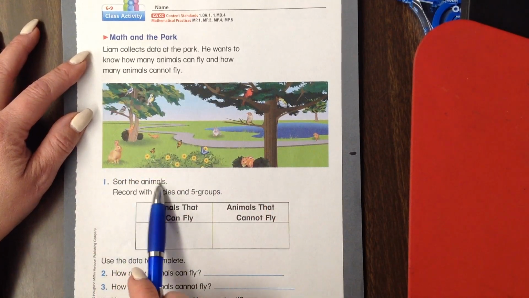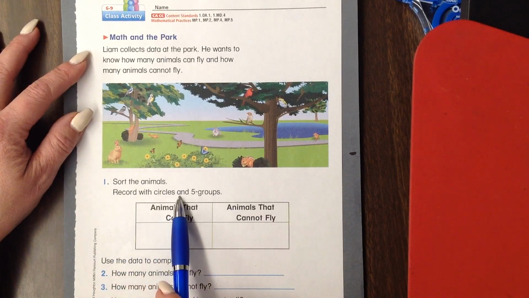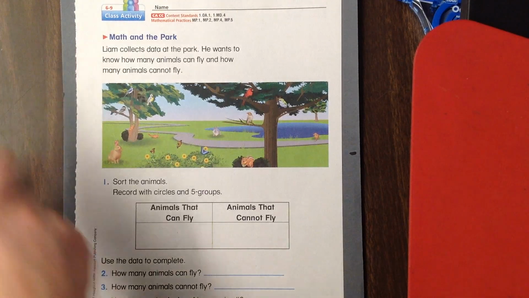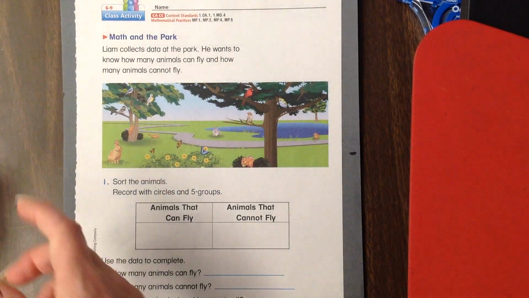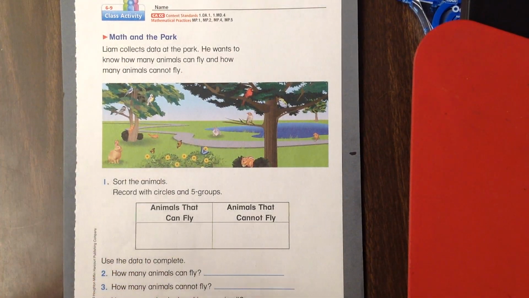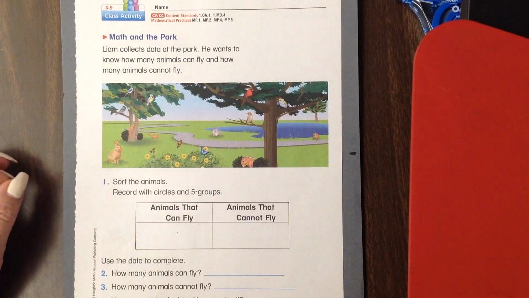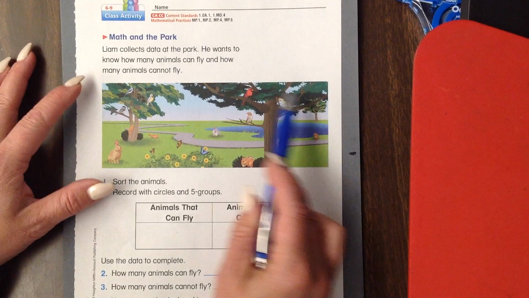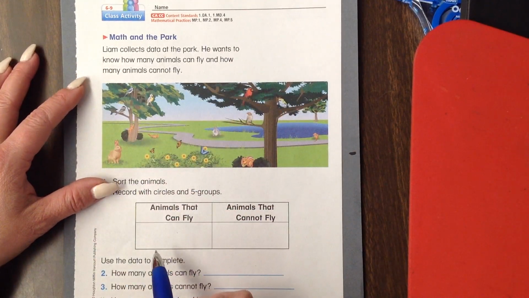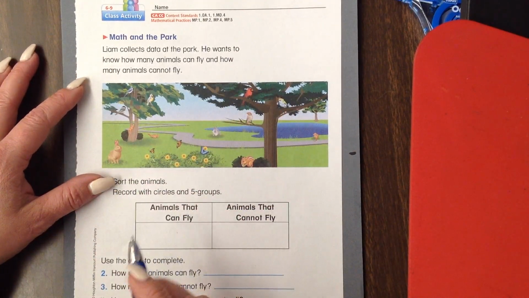Okay, so we're going to sort the animals and we're going to record with circles and 5 groups. So I'm going to circle the ones that can fly, and I'm going to put an X on the ones that cannot fly. So you're going to help me hunt and look for all the animals. Some of them are kind of tiny, so we're going to be careful.